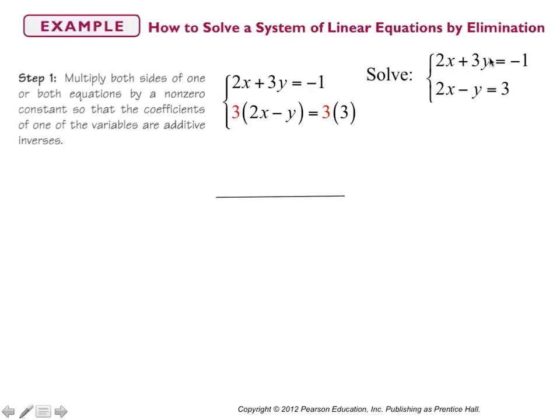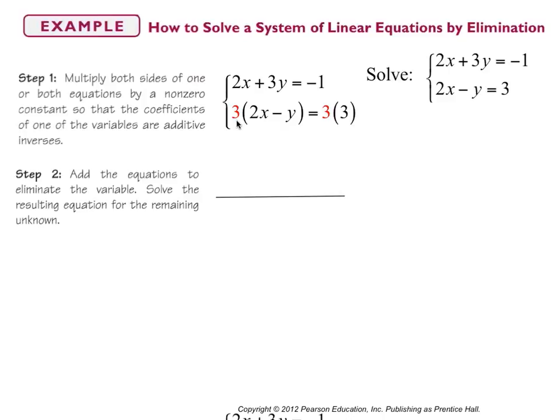So if you look at this, we already have a positive 3y in the first equation and a negative y in the second equation. So all we would really need to do is multiply this second equation by 3, because then we're going to get a negative 3y, which is going to go away. So if we multiply the second equation by 3, and you have to be careful, make sure you do it to both sides. We have 3 times 2x minus y equals 3 times 3.